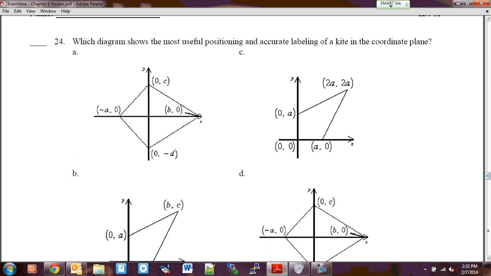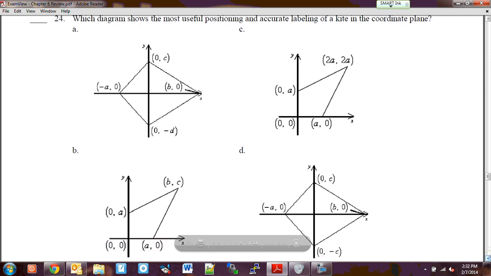24. I did this one in class. Which diagram shows the most useful positioning and accurate labeling of a kite in the coordinate plane? If we look at this one, here we have negative a, 0 and b, 0. That's okay. Here we have 0, c, here we have 0, negative d. That's not okay, because we don't know which one of these diagonals is the actual bisector. Remember, one of the diagonals bisects the other one. Well, we can't really tell that from this diagram. So A's out.